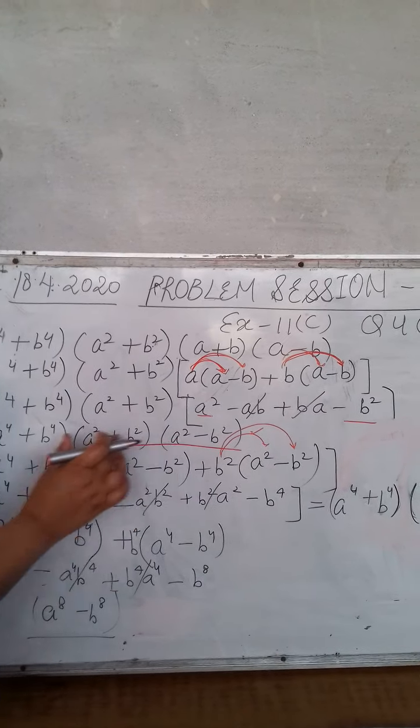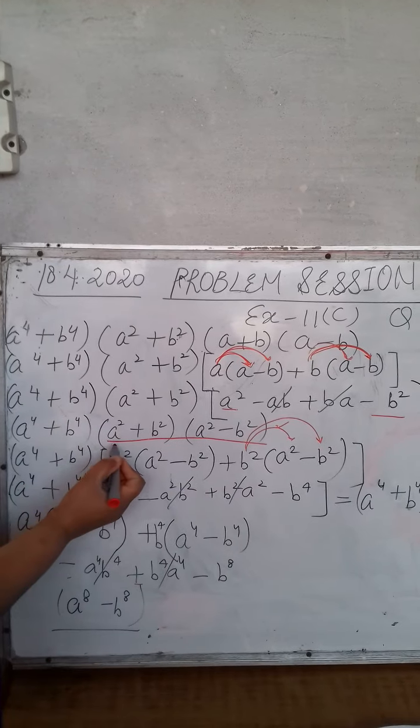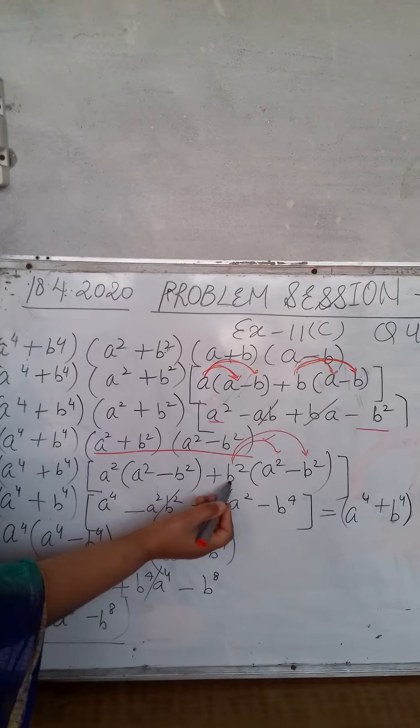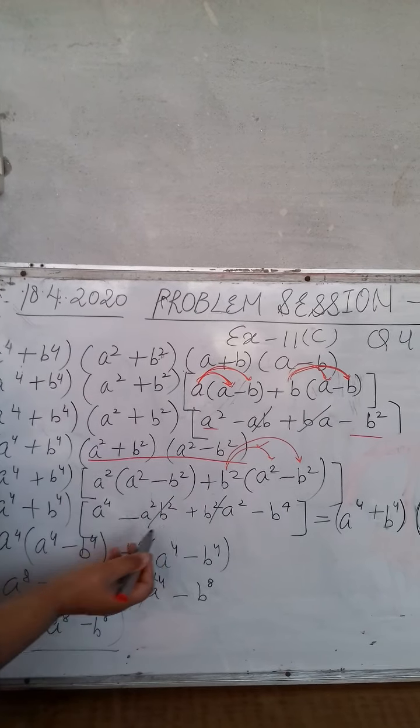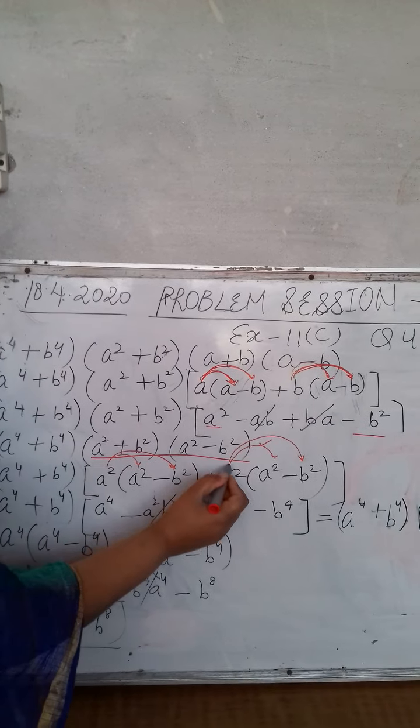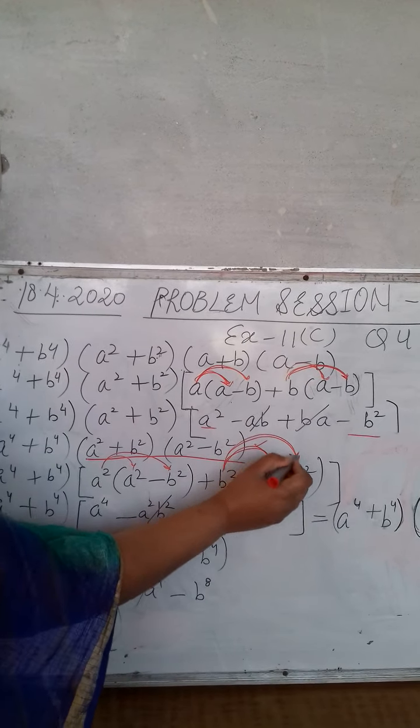Now these two brackets will be evaluated. Now A square as it is into the whole (A square minus B square), then plus B square into the whole (A square minus B square). Now this with this also and with this also. Now this with this and this also with this.